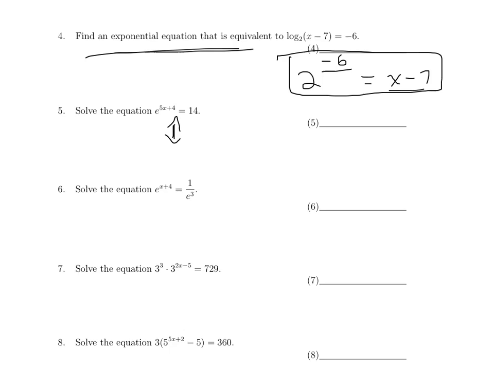Remember, our first step is to rewrite the equation so that the exponential or log part, wherever the x is stuck, is by itself on one side. But in number 5, it's already like that. The left side of that equation is the exponential part of this equation. So I know that this will be equivalent to a log base e equation.